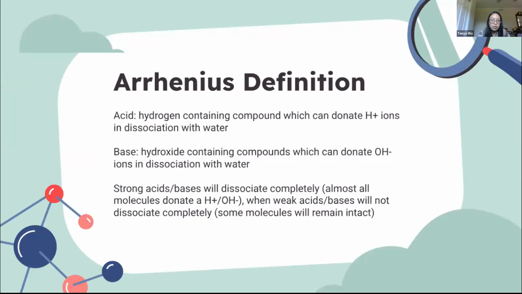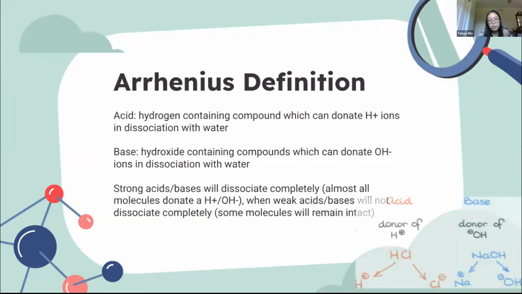Strong acids and bases will dissociate completely, where almost all of the molecules will donate a hydrogen or a hydroxide, but weak acids and bases will not dissociate completely. So that's like a diagram of acids and bases. When the HCl goes into water, it separates into the hydrogen ion and the chloride ion. And when the sodium hydroxide goes into water, it separates into the sodium cation and the hydroxide anion.